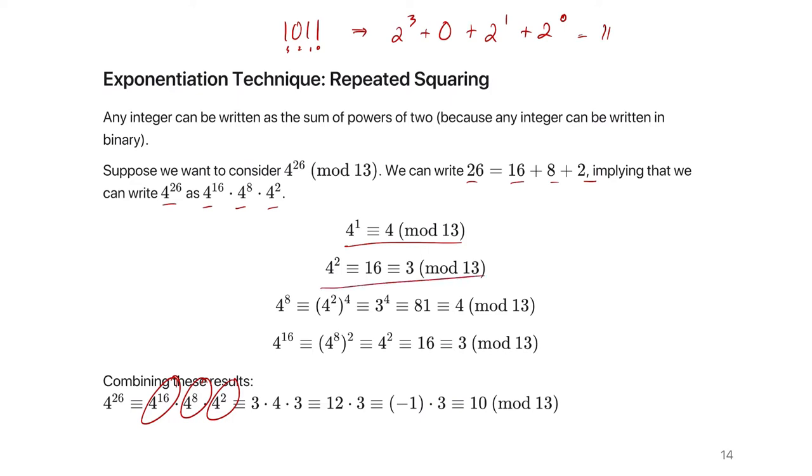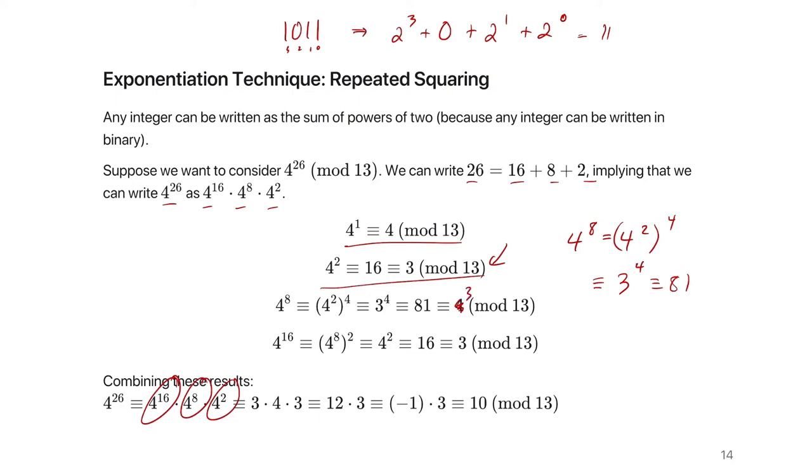Now, the next one I want is 4 to the 8, right? But 4 to the 8 is just 4 squared to the 4 by exponent laws. But we know 4 squared in this case is just 3 from our previous line, right? 4 squared is just 3. So this is just 3 to the 4, which we can easily compute to be 81. And modulo 13, oops, there's a mistake in here. 13 times 6 should be 78. Yeah, so this should be 3.